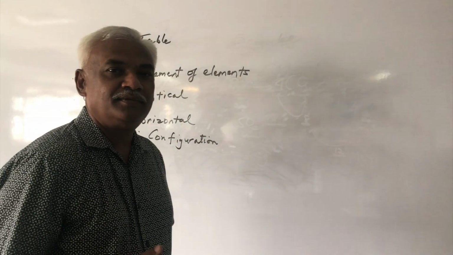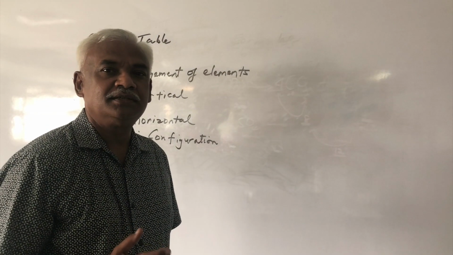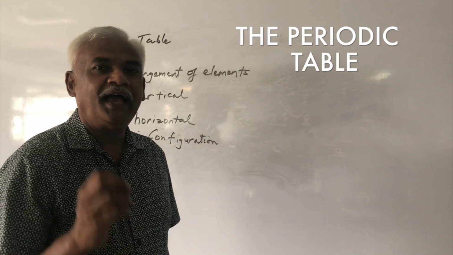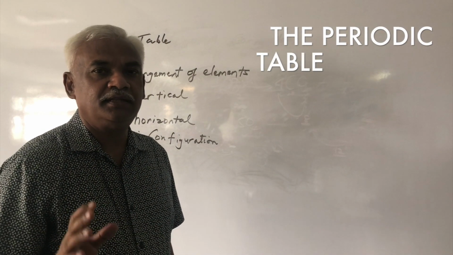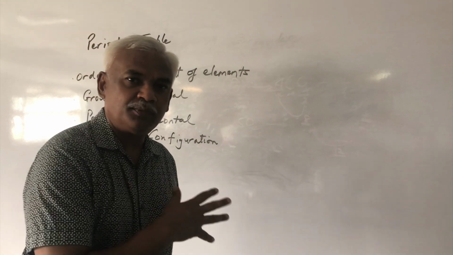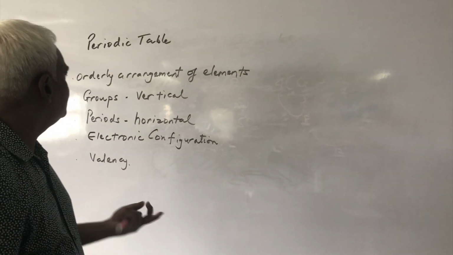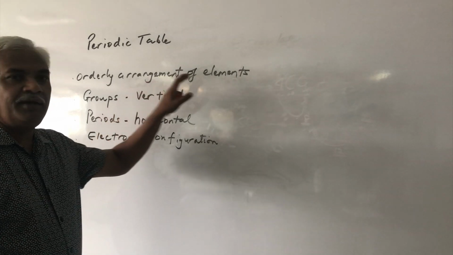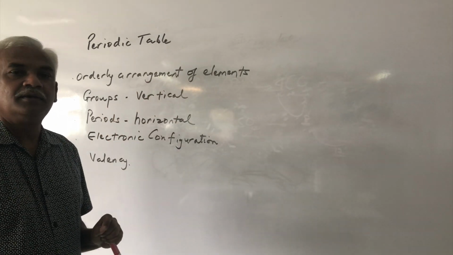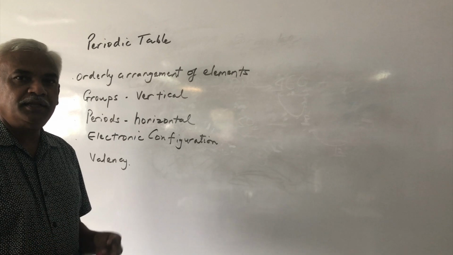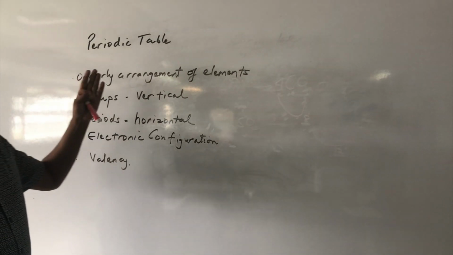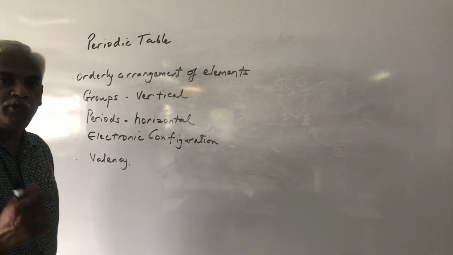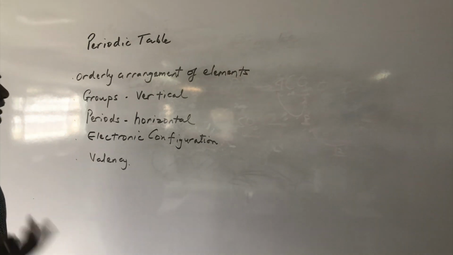Well, hello again. Today we want to look at the periodic table and the trends in the periodic table. Let's start with some basic information. What is the periodic table? The periodic table is an orderly arrangement of elements. The periodic table is arranged in groups and periods.